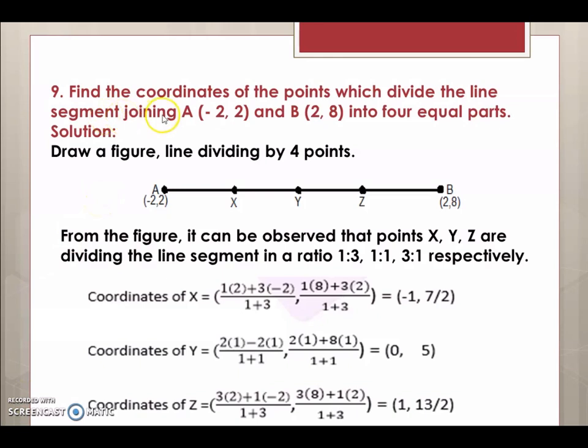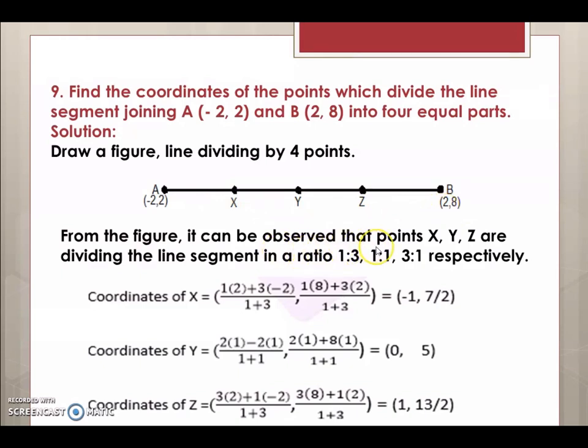In question number 9, you have to find the coordinates of the points which divide the line segment A(-2, 2) and B(2, 8) into 4 equal parts. So let us assume that there are 3 points X, Y and Z which divide this line segment AB into 4 equal parts. So all these parts AX, XY, YZ and ZB are equal in length.